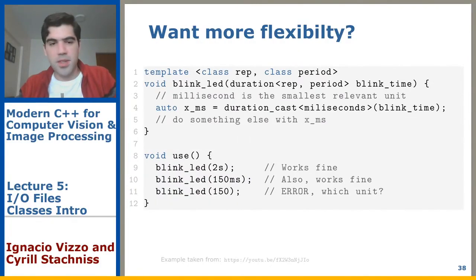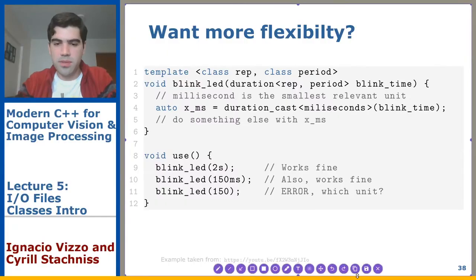And let's pretend there is another example. Go and check it out. If you want more flexibility, you can also write this same function, but use multiple types, like seconds and milliseconds. And when you use the interface, when you call this function here, it's clear that you want to wait 2 seconds and then 150 milliseconds. Again, if you don't specify the type, then you will get an error at compile time, so you're safe.